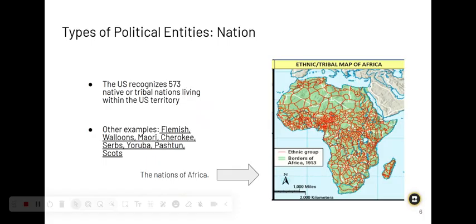Okay, so continuing on a nation. The U.S. recognizes 573 native or tribal nations living within U.S. territory. Other examples would be Flemish, Walloons, Maori, Cherokee, Serbs, Yoruba, Pashtun, and Scots.